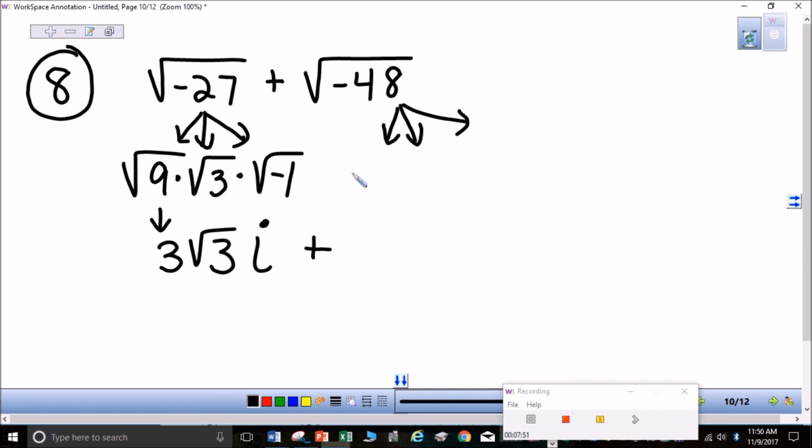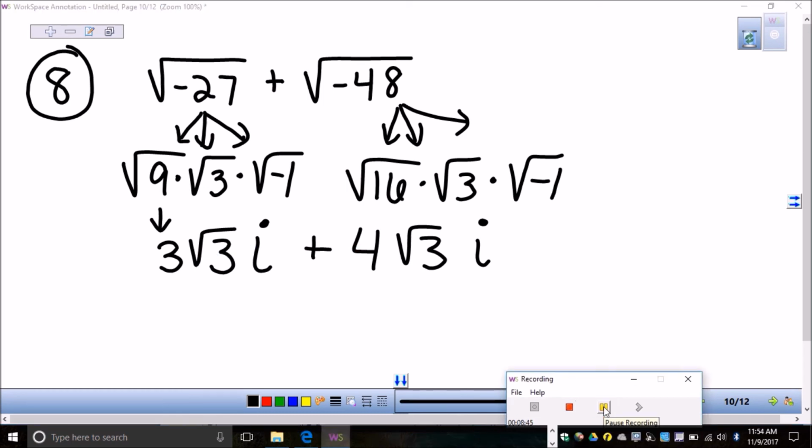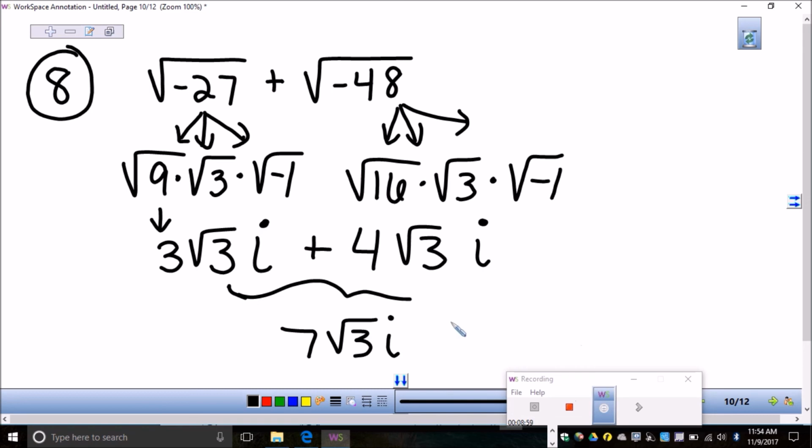We'll split the second one, very similar. That one can split into square root 16 times square root 3 times square root -1. And so that ends up being 4 root 3i. So now we can actually put these two together. These are like terms, because the square root 3 part is exactly the same. So to put them together, we're just going to add the numbers in front. All right. So we end up with 7 root 3i.